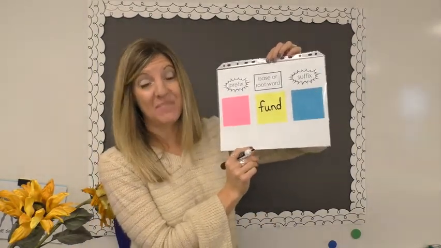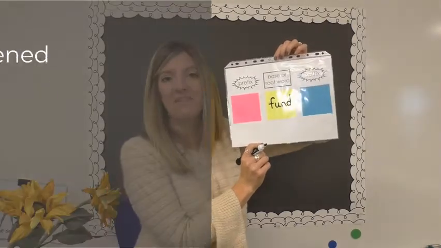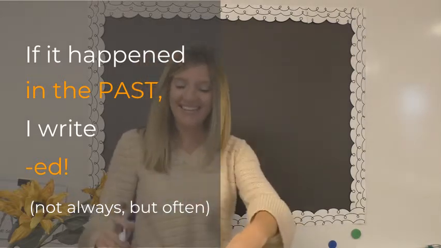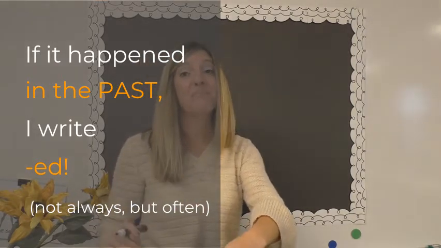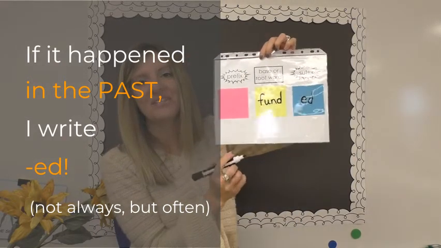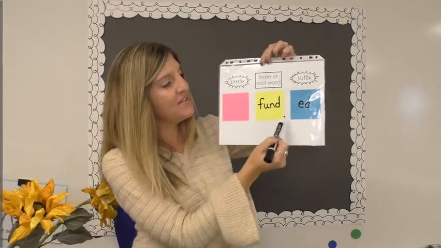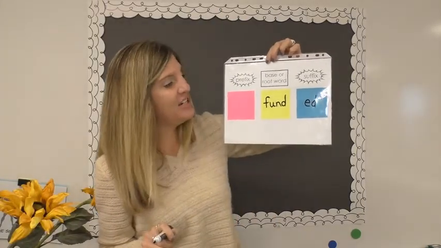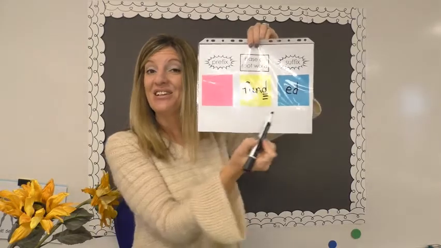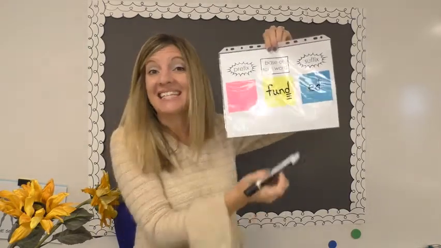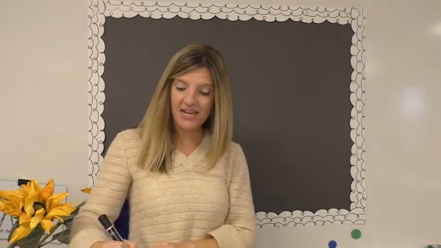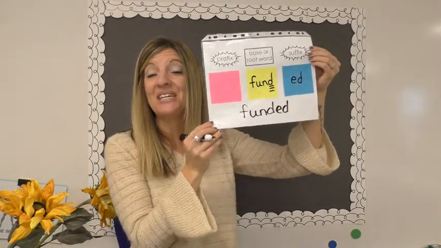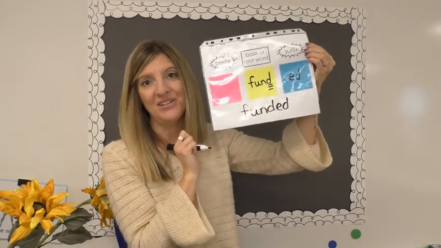And then my second step is I know that it happens in the past. If it happens in the past, I write ed. Not always, but often. So now I'm going to say the activity was funded by the donations. And I notice right away that my last sound was d, so that ed makes the ed sound. My whole word is funded. And you can use this graphic organizer to help you really see the parts in the word, the morphology parts.